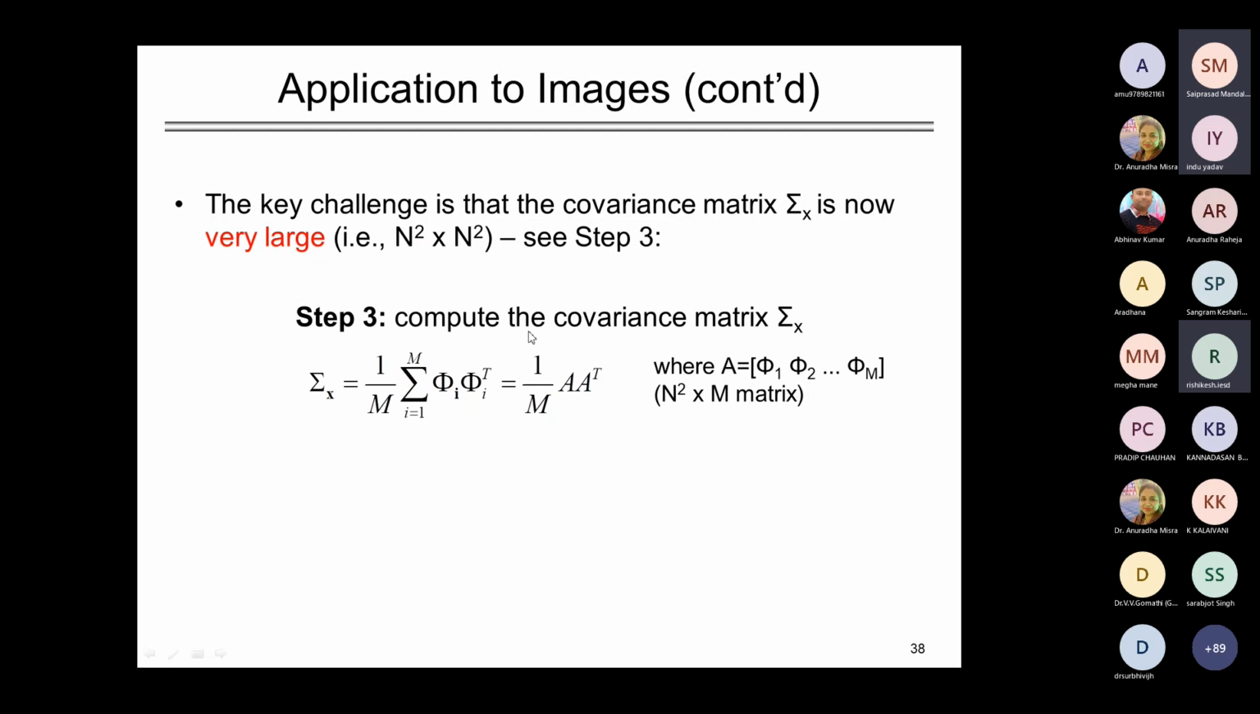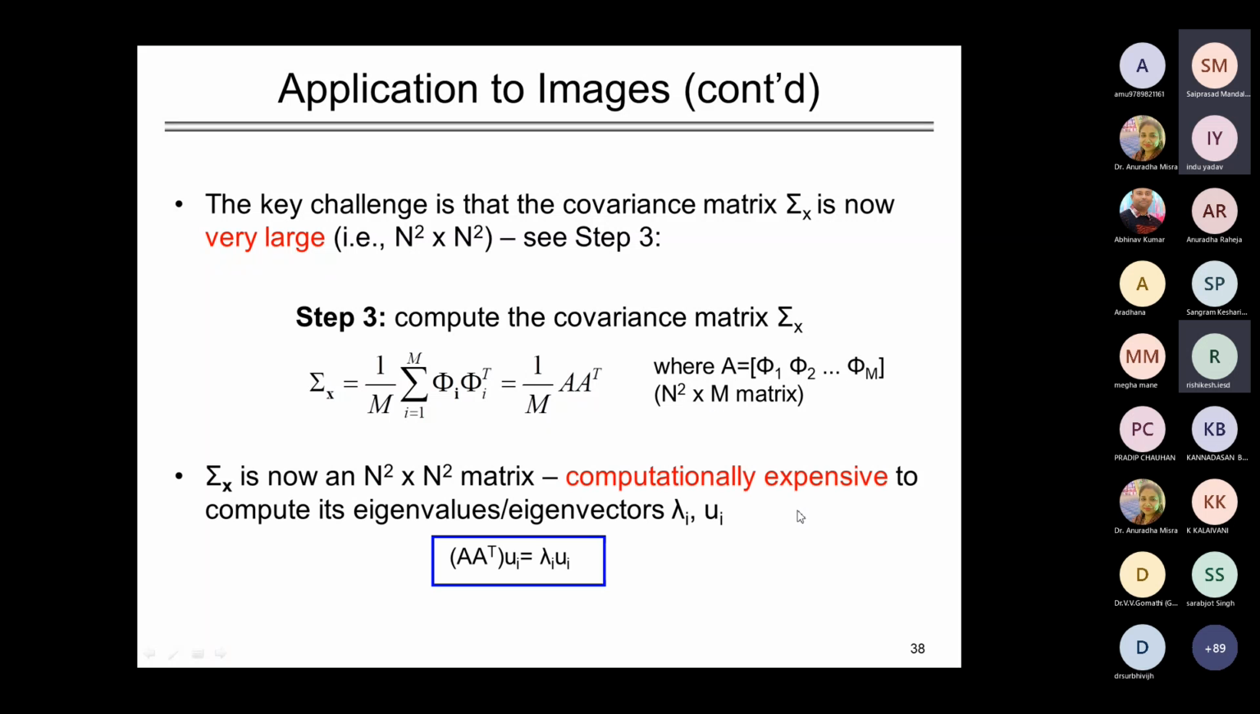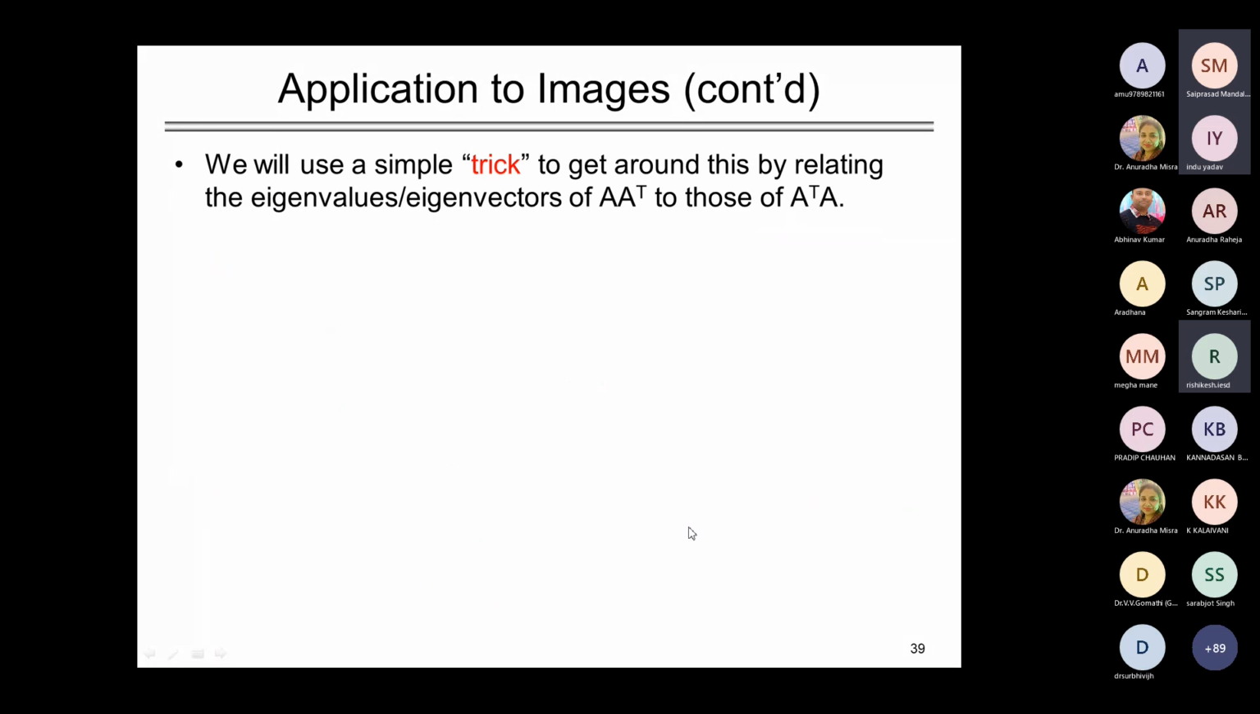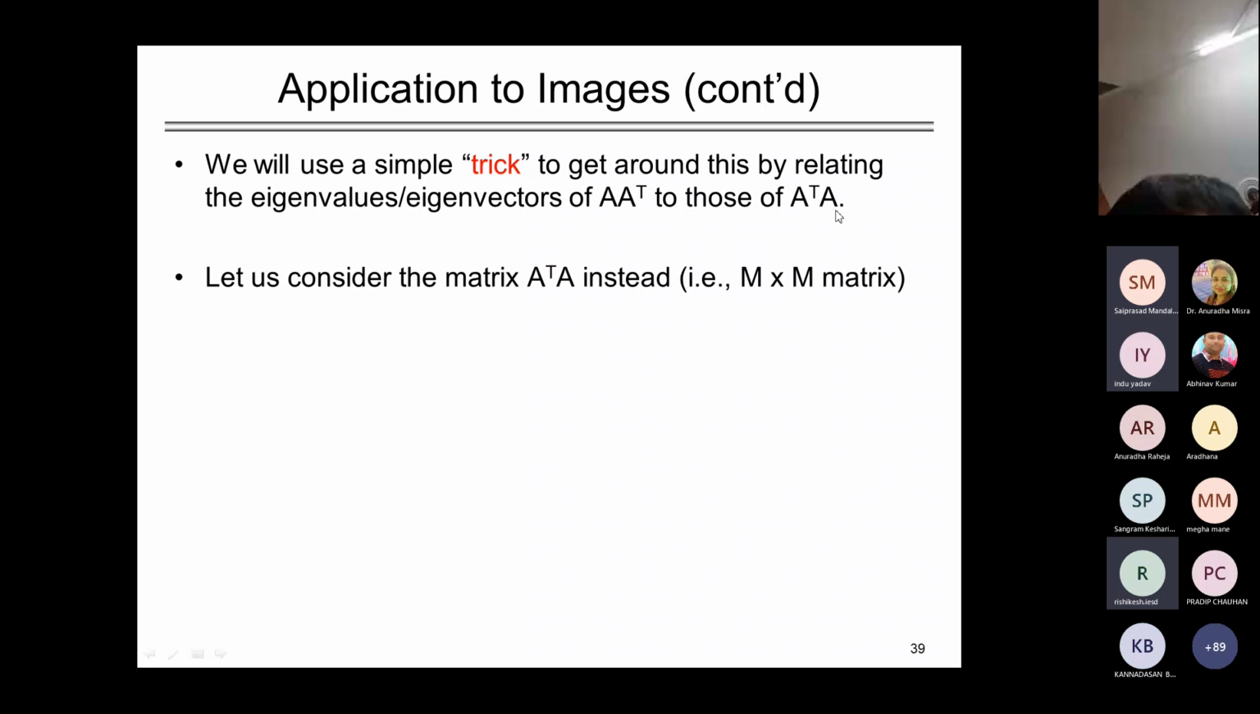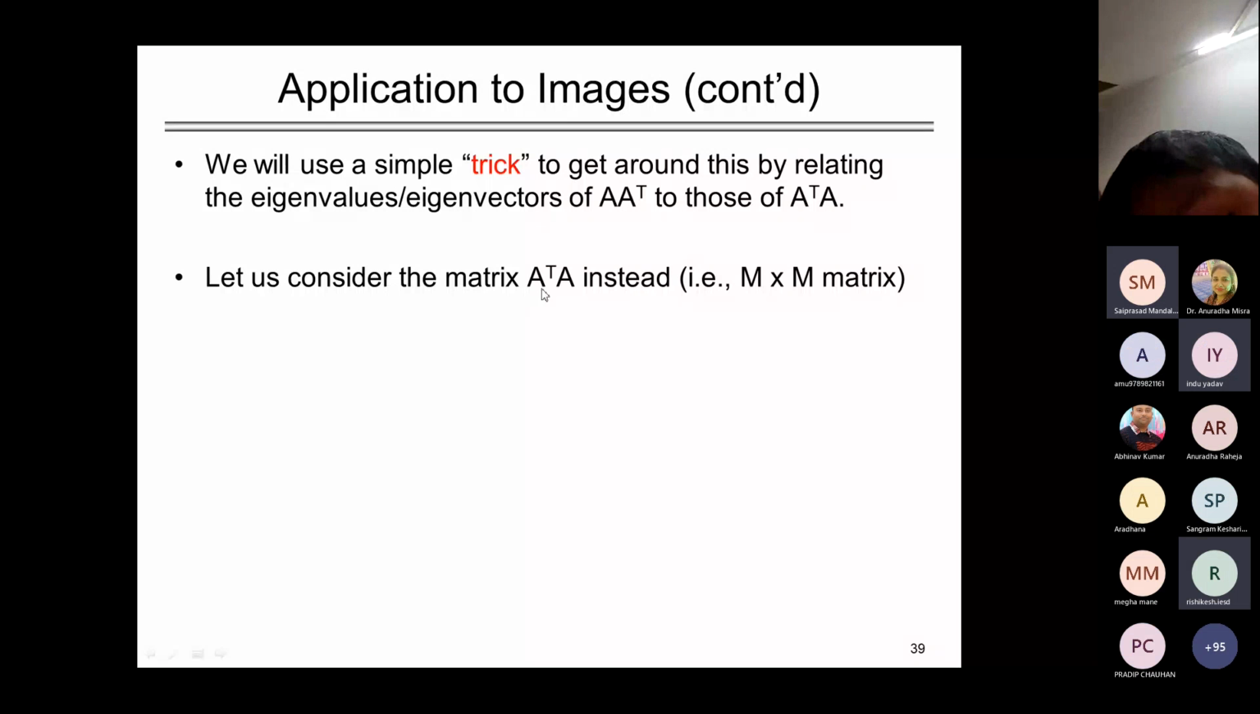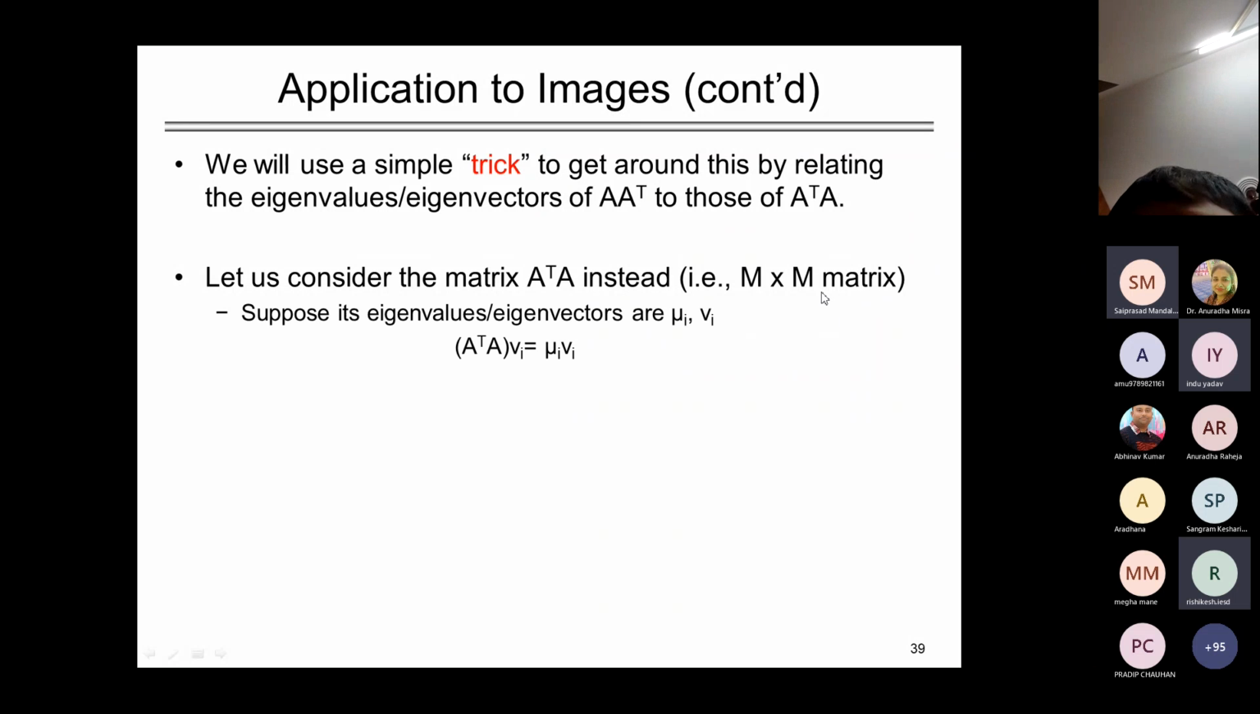So step 3, compute the covariance matrix Sigma x. Sigma x will be computed like this, where A is Phi 1, Phi 2, up to Phi m, an n square cross m matrix. Sigma x is now an n square by n square matrix, and it is computationally expensive to compute its eigenvalues and eigenvectors. We will use a simple trick to get around this by relating the eigenvalues and eigenvectors of A A transpose to A transpose A. Let us consider the m cross m matrix A transpose A instead.